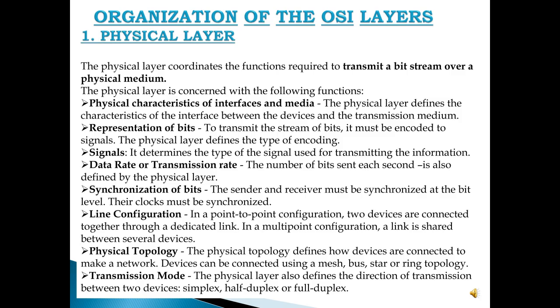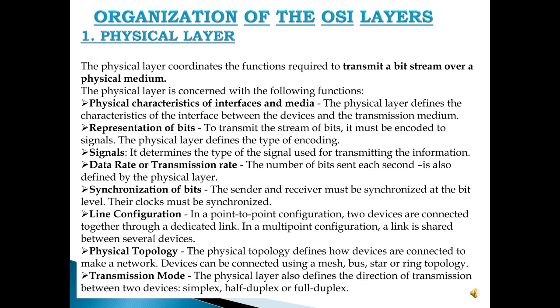Now when we talk about the organization of the OSI layers, let's discuss the different layers. First we have the physical layer. The physical layer coordinates the functions required to transmit a bit stream over a physical medium. The physical layer is concerned with the following functions: physical characteristics of interfaces and media. That is, the physical layer defines the characteristics of the interface between the devices and the transmission medium.